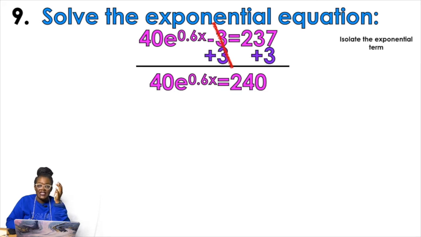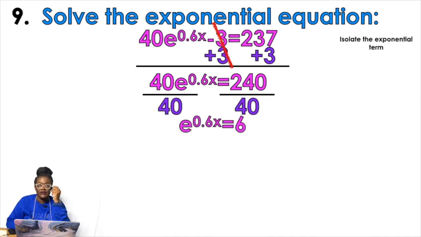Again, we're isolating the exponential term. So now I'm gonna get rid of that 40. So e^(0.6x) equals 6. Now, this is back to the regular equations that we've had, right? I have an exponential on one side and then a constant on the other. So we're just going to go ahead and take the log of both sides. But which log do we want to take? Do we want to take a natural log or do we want to take a common log?